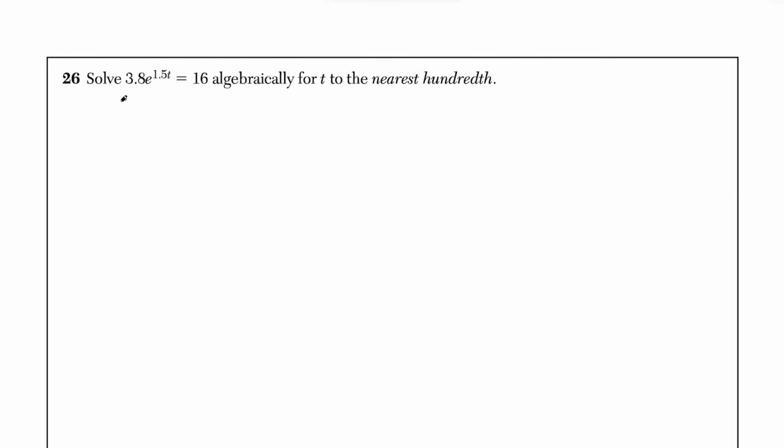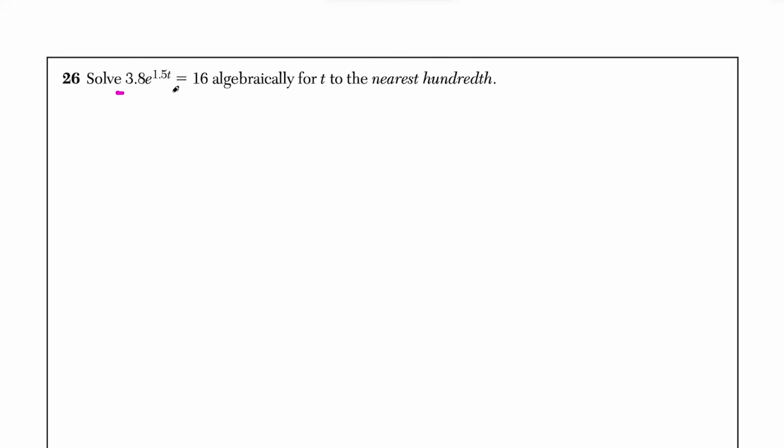Question 26, solve this equation algebraically for t to the nearest hundredth. Now, I just want to point out that if you solve this using the calculator, you will get half credit. I know they're telling us to do this algebraically, but you can get half credit if you do something other than algebra, which is better than getting a 0. So let's say, though, we do want the full credit, then we are going to do this algebraically.